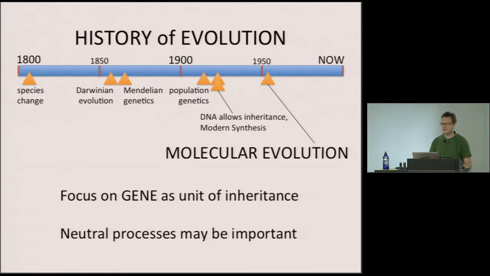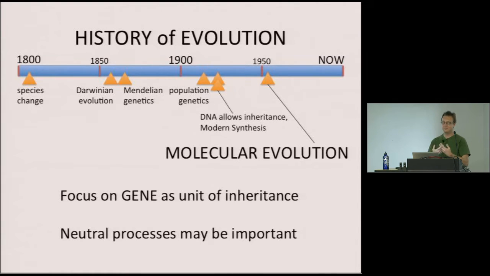We focused down into the DNA, and we can find genes, and we can see how genes allow for inheritance. We have this sort of unit of inheritance at the molecular level. Interestingly, though, when we start looking at mutations in DNA, neutral processes start to come up again.